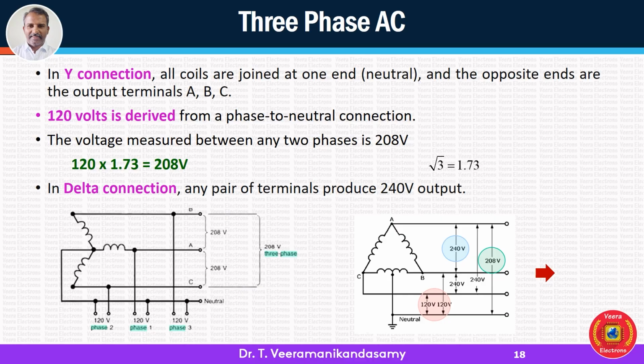120 volts is typically derived from a phase to neutral connection, while the voltage measured between any two phases is 208 volts. Alternatively, in a delta connection, any pair of terminals will produce a 240 volt output.